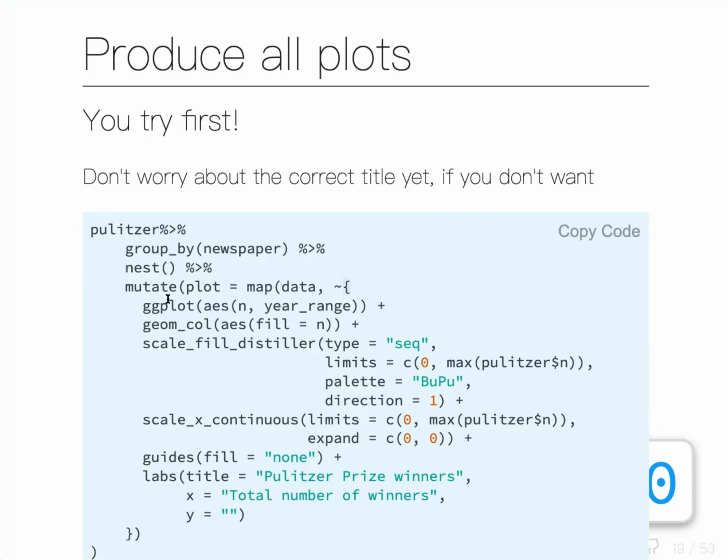So I'm using the braces, and then I'm saying ggplot, right? N year range, blah, blah, blah. All of this is basically the exact same, and that is going to produce a plot for each data.